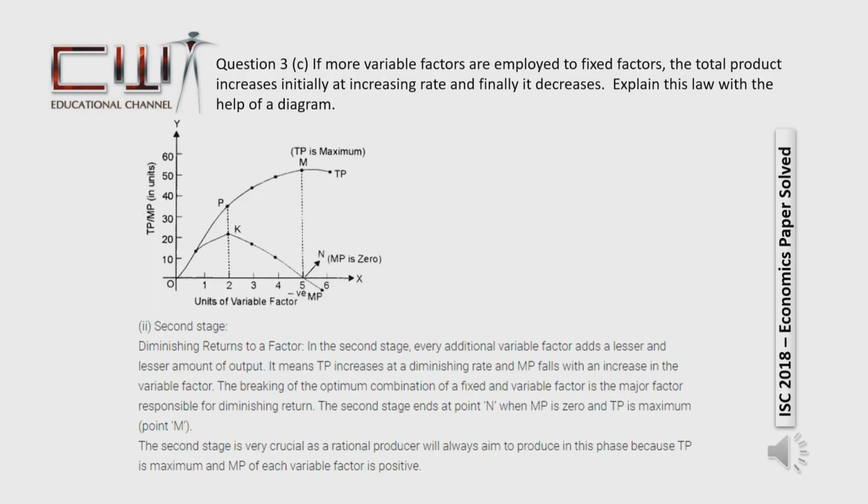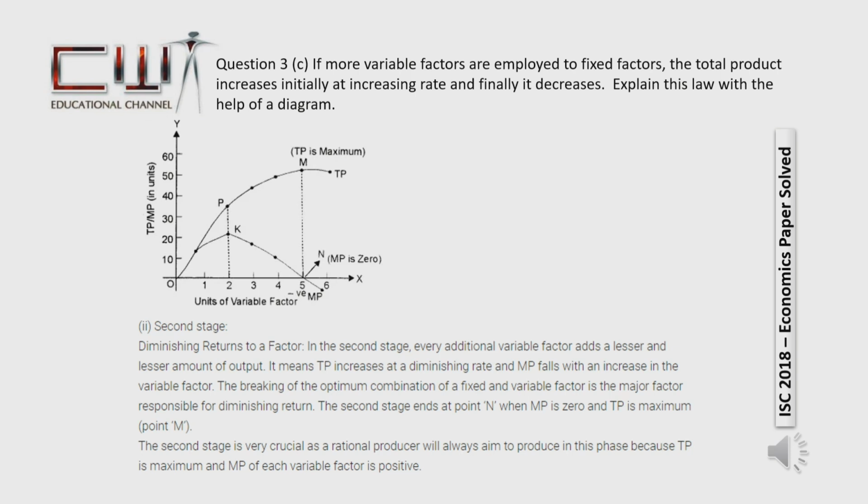If you see this diagram, the TP and MP are shown on the y-axis and units of the variable factor on x-axis. The number of units are denoted from 1 to 6. Till point P, total product rises at an increasing rate, and beyond point P till point M, it increases at diminishing rate. And after the point M, the total product starts to fall.